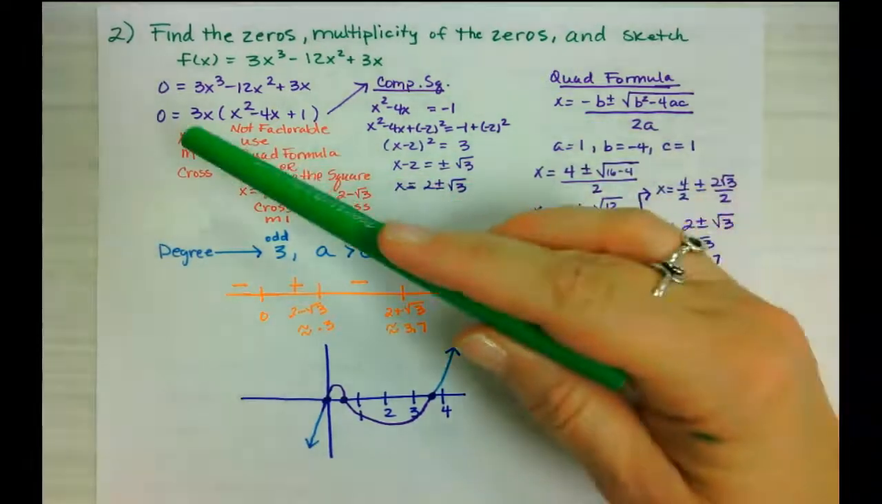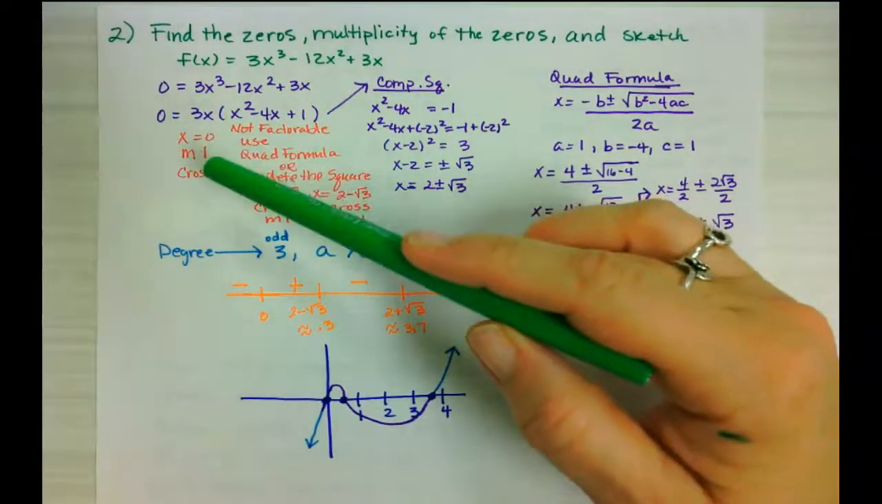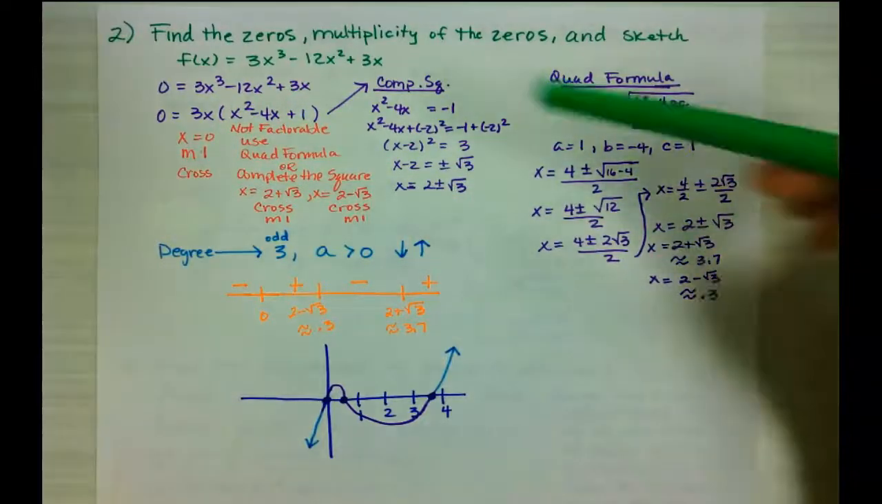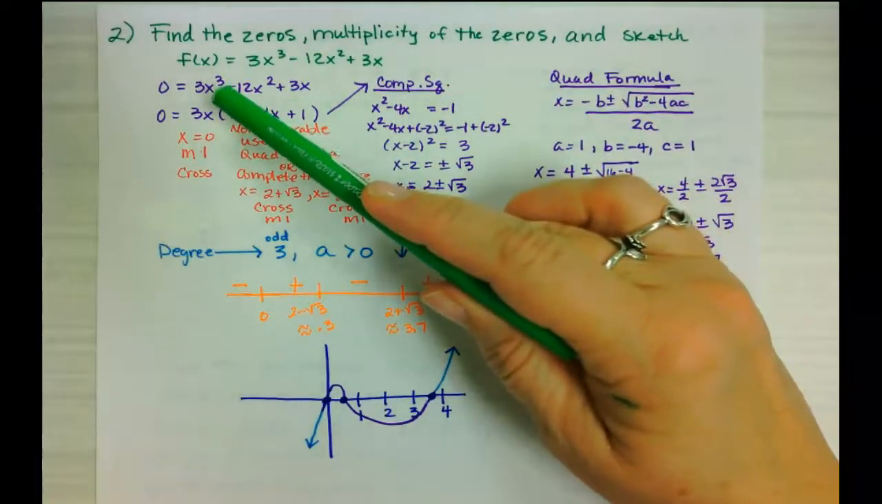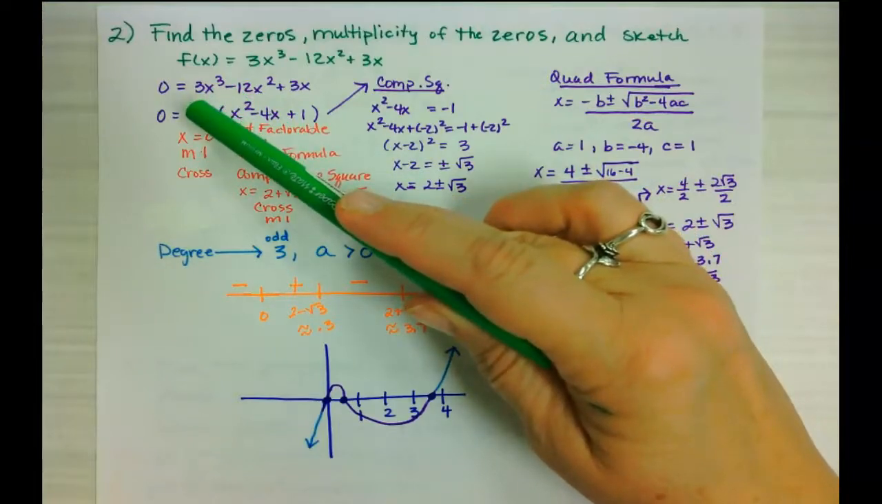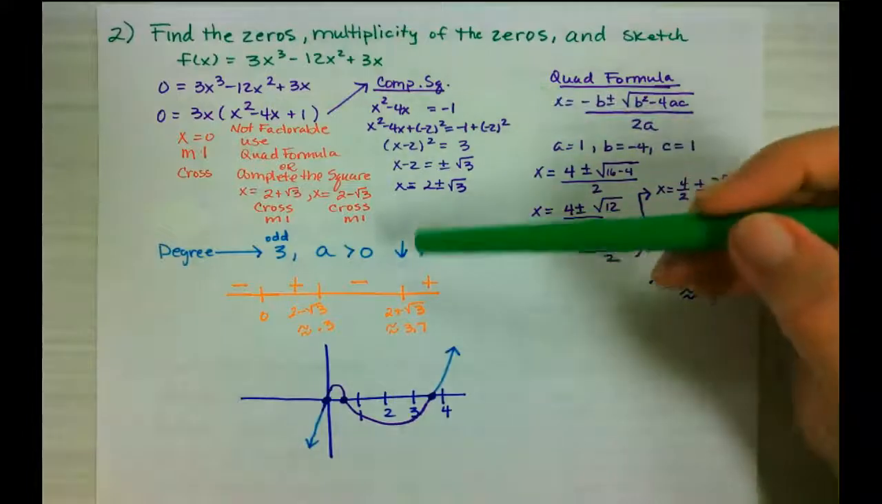I'm going to come up here. This is 0 has a multiplicity of 1. We know this is quadratic, so we're talking about 2 things there. We know that the power is odd, so that's 3. We know that a is positive, so that means it's cubic in the sense that the ends are going to go down, up.